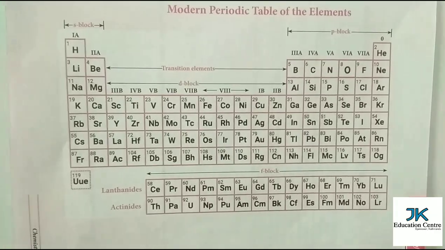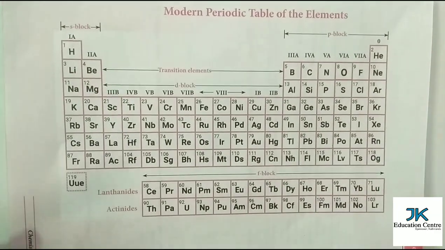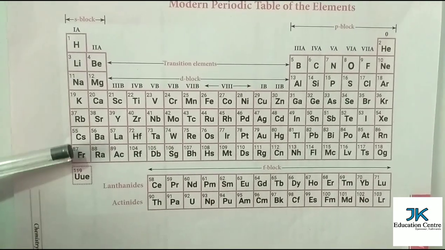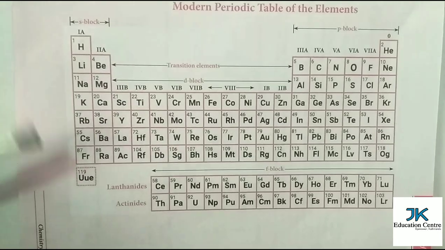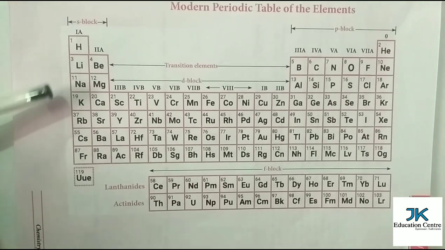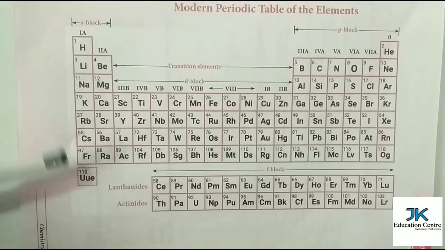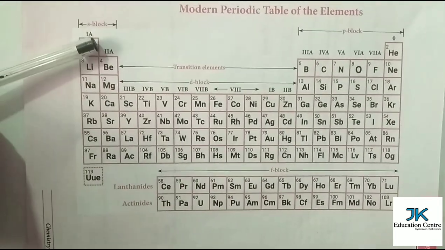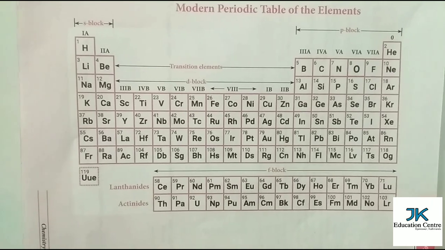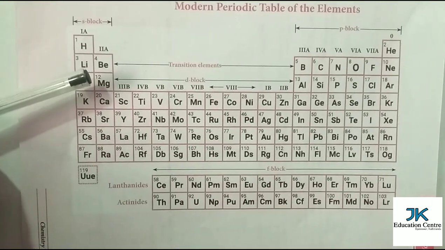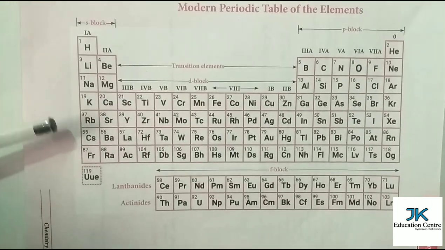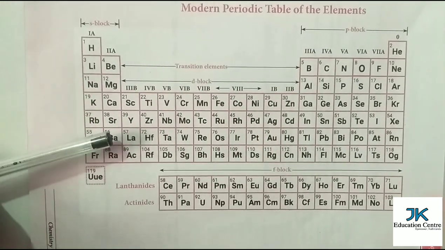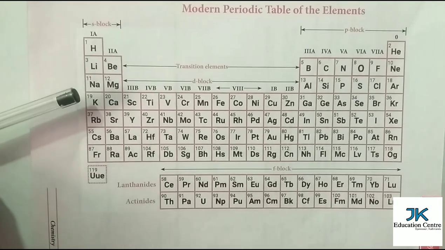Look at this. Elements of group 1A are called alkali metals. Why? Except hydrogen, all of them are metals, and their oxides dissolve in water to form alkali. So the elements of group 1A are called alkali metals. In the same way, why? The elements of group 2A are called alkaline earth metals. They are metals. Their oxides dissolve in water to form alkali. Moreover, they are abundantly found in the earth's crust. That's why they are called alkaline earth metals.